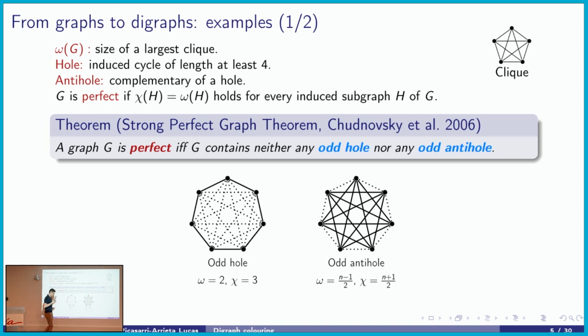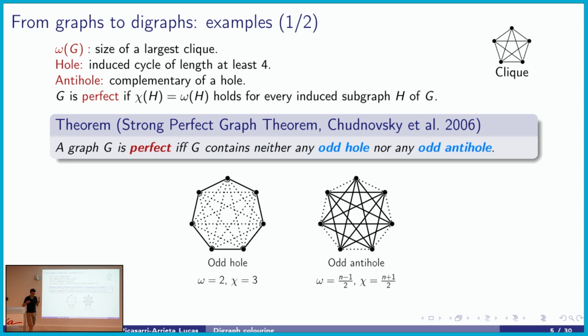And what is clear is that the chromatic number is always at least the clique number, just because when you take a proper coloring, you need to use distinct colors on every vertex of the clique. And we say that a graph is perfect if in fact equality holds, not only for this graph, but for each of its induced subgraphs.